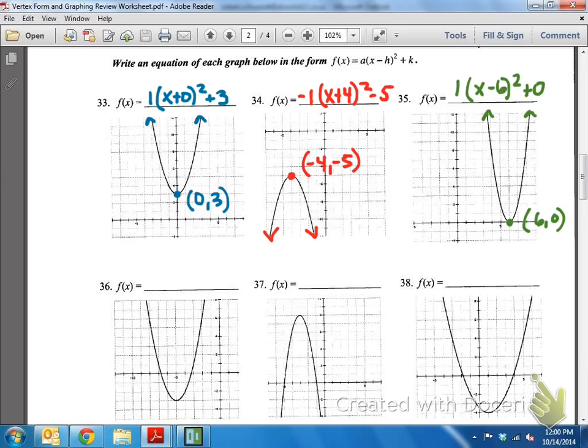So those are some examples of how to complete vertex form when you're given the graph.